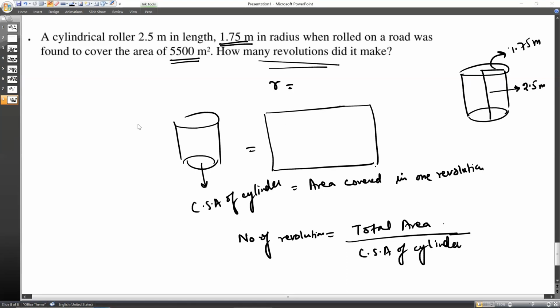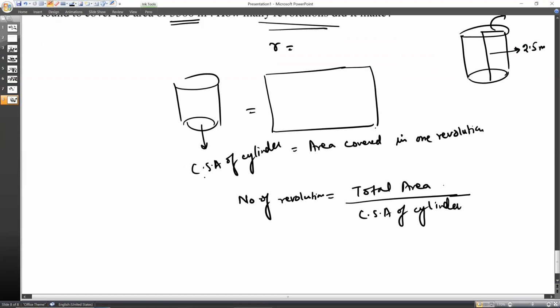So done this one. This is very simple. How will you be able to do this? The total area is given to you, 5500. Okay. Rima, are you getting this one?